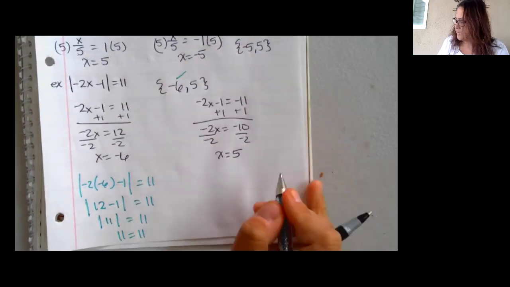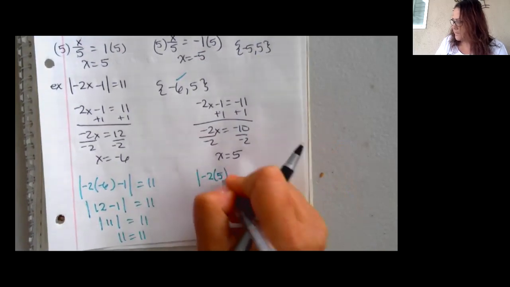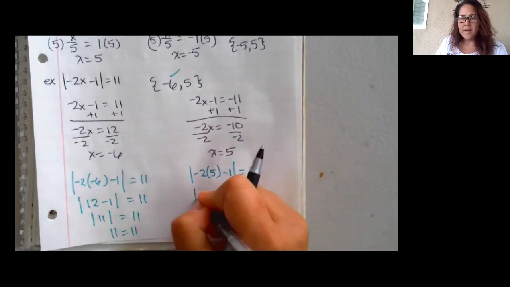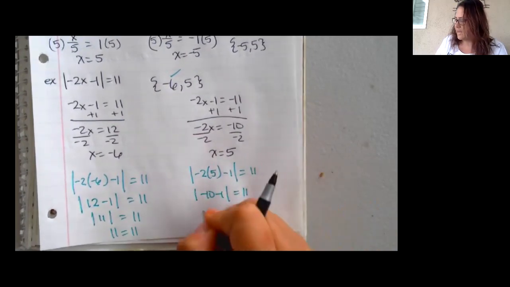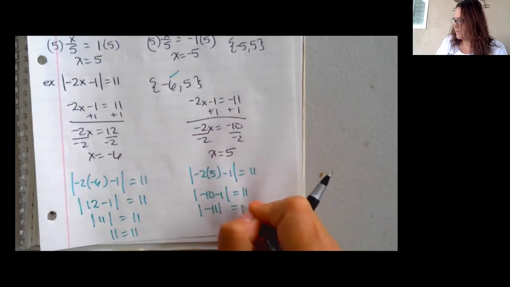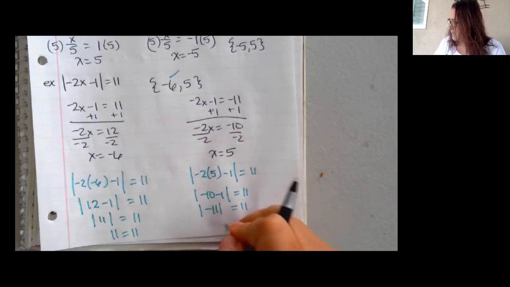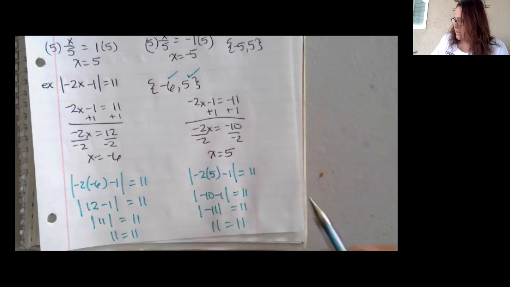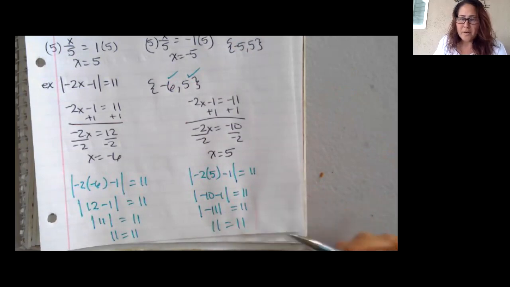Let's try 5. I've got the absolute value of -2 times 5 minus 1 equals 11. I have -10 minus 1 equals 11. The absolute value of -11 equals 11. And remember, you go in dirty, you come out clean. 11 equals 11. So that guy works too. So again, you can check your work on your exams, on your quizzes. It's worth the time so you don't get the questions wrong.